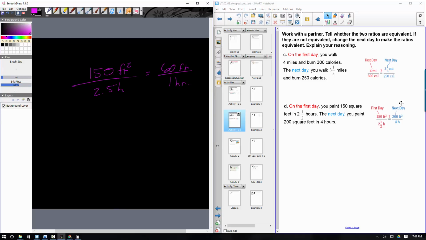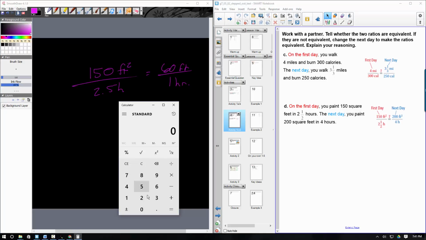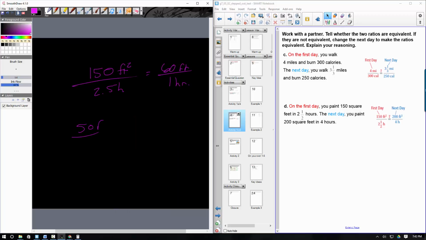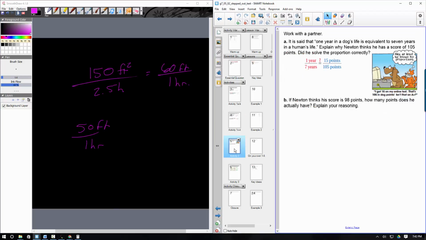That's my unit rate. And I'll do the same thing here. I'll take 200 divided by 4, and this time I'll get 50 feet per hour. So the numbers are different, and therefore they are not fair, because if it was fair, it would be the same unit rate.